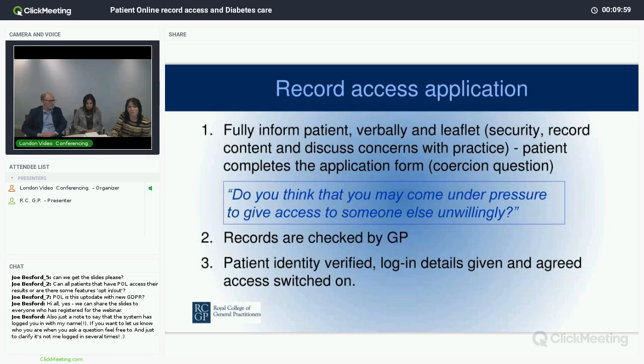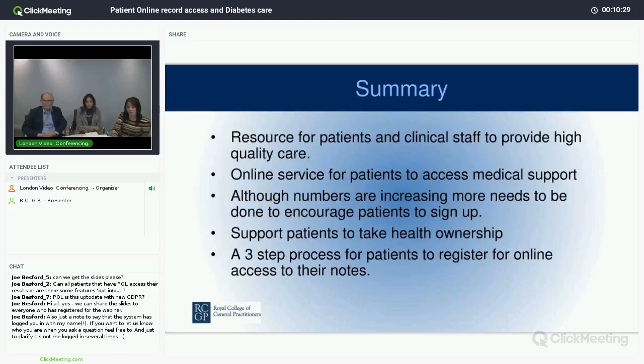Obviously, we know in general practice that people can be busy. But I think if the patient understands that there may be a week or two's delay, that gives the GP a chance to make sure there's nothing that would be alarming for the patient, and also time, if there was something, to call that patient in for a chat. Once everything has been checked, the patient's identity would be checked, their login details would be given and agreed access would be switched on.